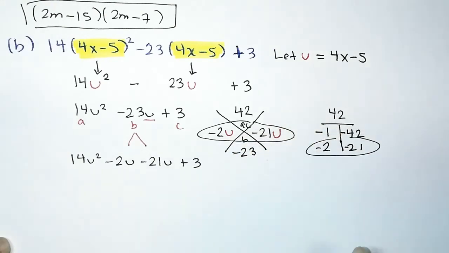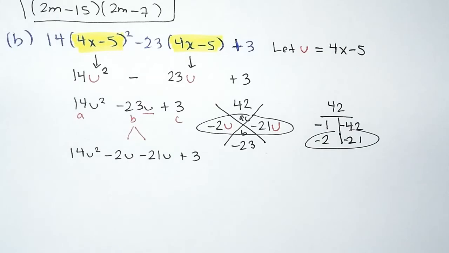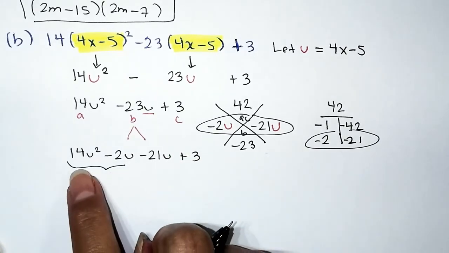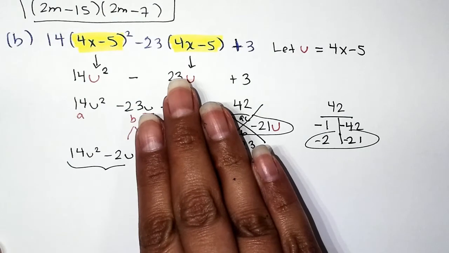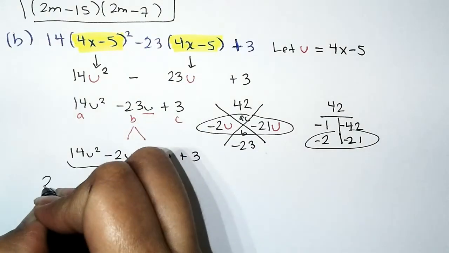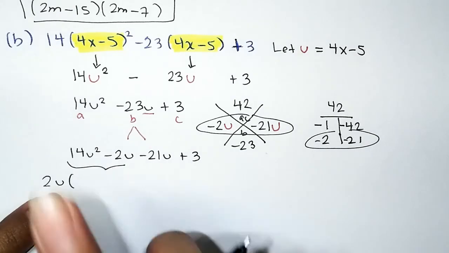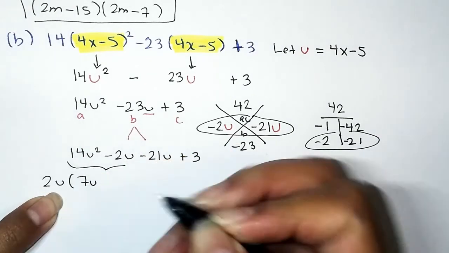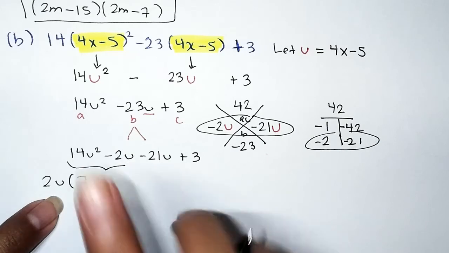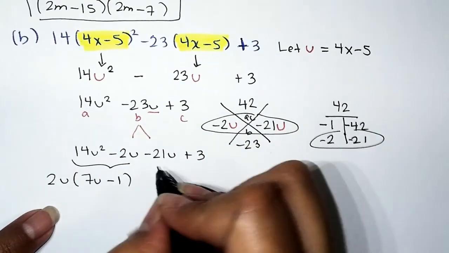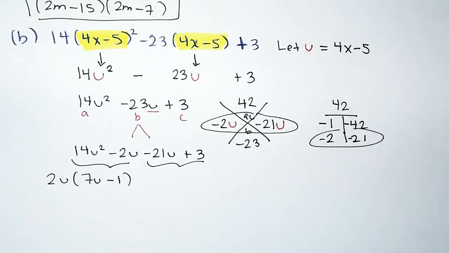Cool. So again, AC method, how are we going to handle it? We're going to split the middle term and then factor by grouping. When we look at the first group, 14u squared and 2u have a common factor of 2u, and that will leave us with first term over common factor gives us 7u. Second term over common factor will leave us with -1. So one group down, and one group to go.